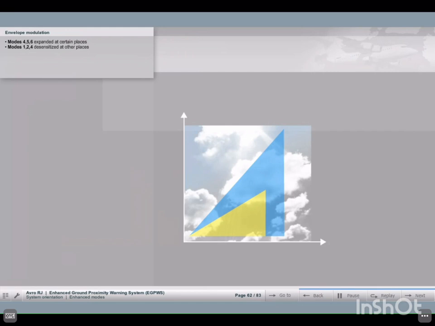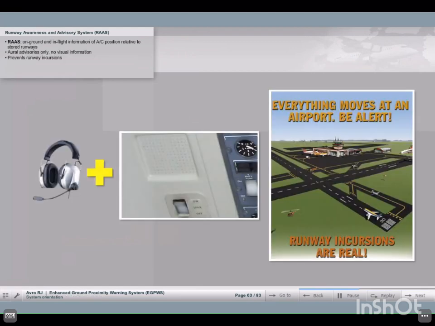The purpose of RAAS is to provide the flight crew with supplemental information of aircraft position relative to runways stored in a database during surface operations and on final approach. RAAS is an oral-only advisory function, and therefore a visual display of the information is not provided. RAAS provides timely oral advisory messages to the flight crew in a significant number of scenarios that have led to runway incursions.